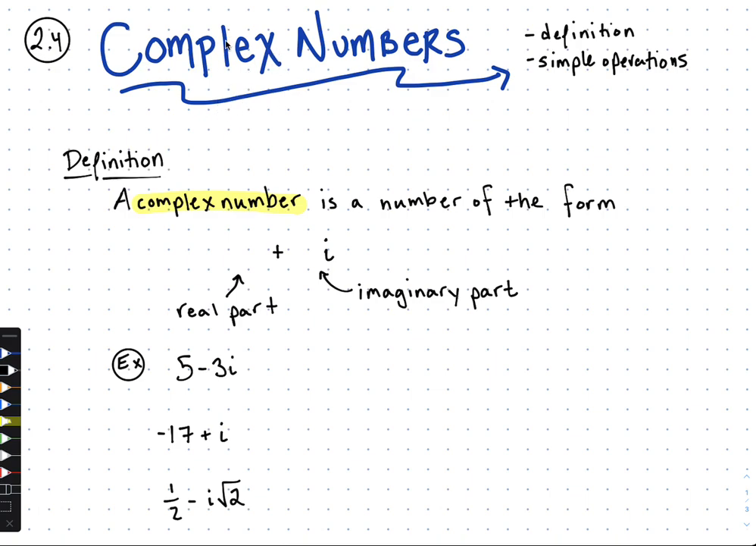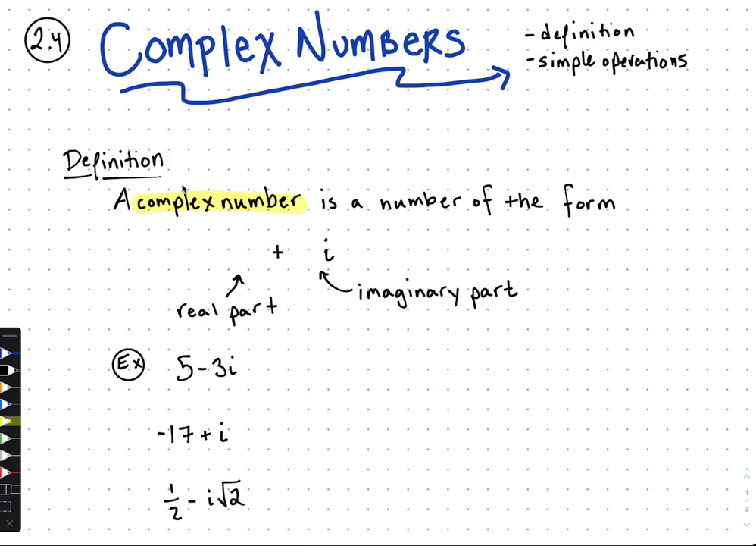They are essentially a combination of real numbers and imaginary numbers. So we call them complex because they have two parts. And we're going to define it in a little more clarity and then also do some simple operations with those. So let's hop right in.